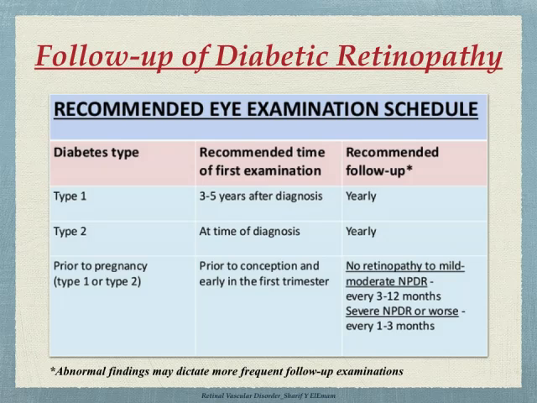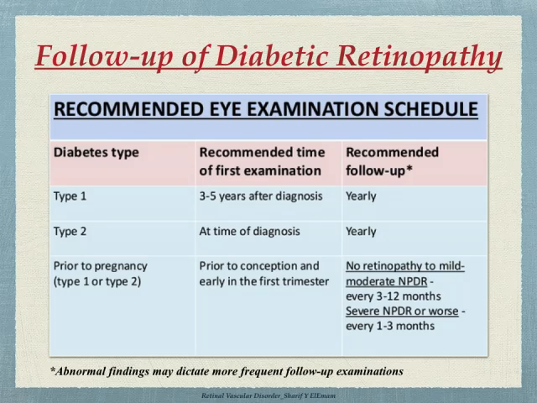So my personal regimen is to examine the patient at diagnosis, because sometimes, as we said, a patient may have had diabetes for a long time and not known except accidentally or by chance. After this first examination, the patient should be examined at least annually. The type 2 patient should be examined at the time of diagnosis. Then this should be followed by an annual examination.